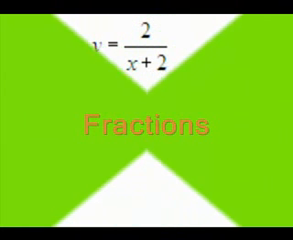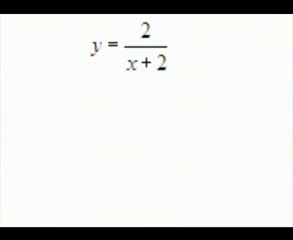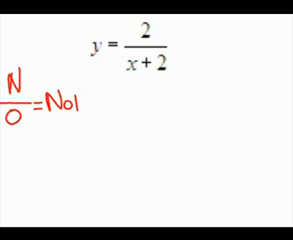Our last examples are with fractions. For fractions, we have to remember that we can never divide by 0. A number over 0 spells no, or we can think of it as not possible. So when we're talking about what values we can put in for x, we cannot put in anything that makes the bottom equal to 0.